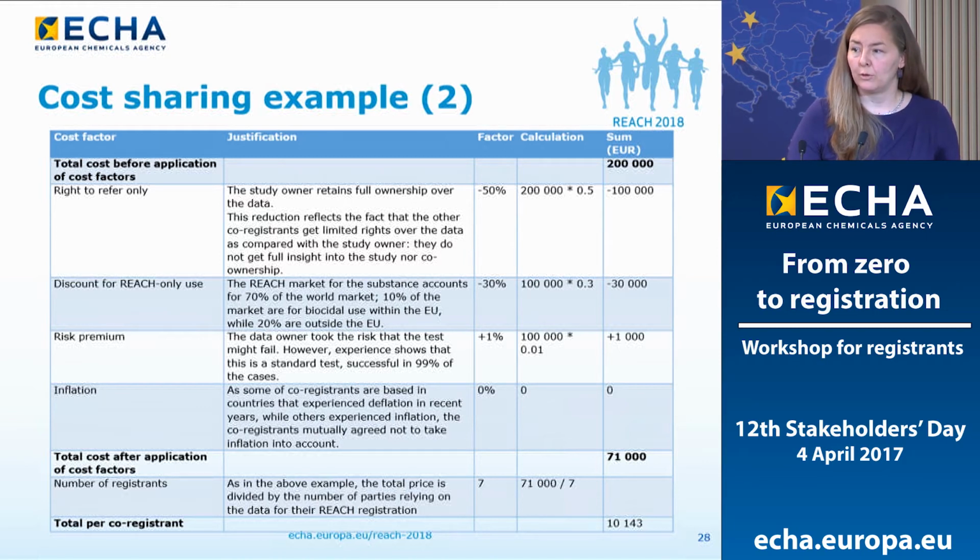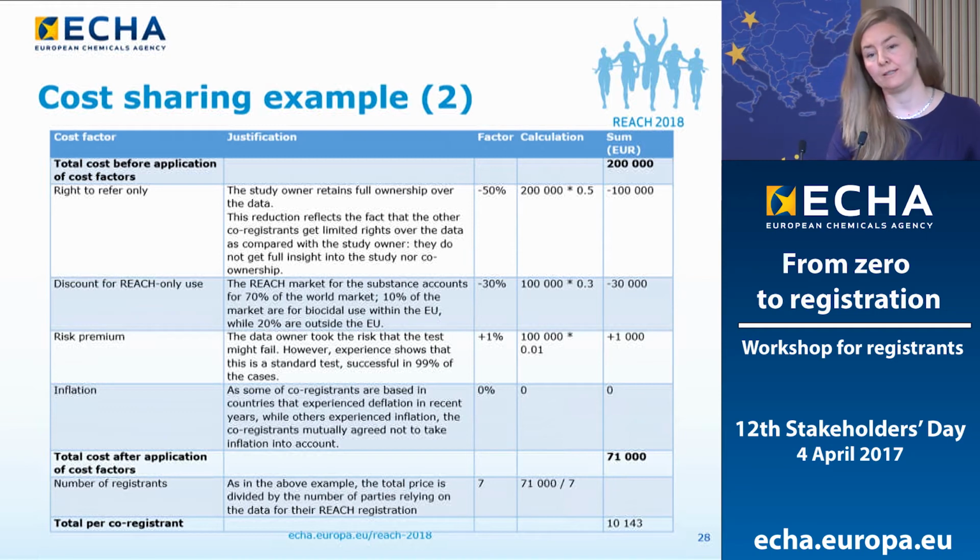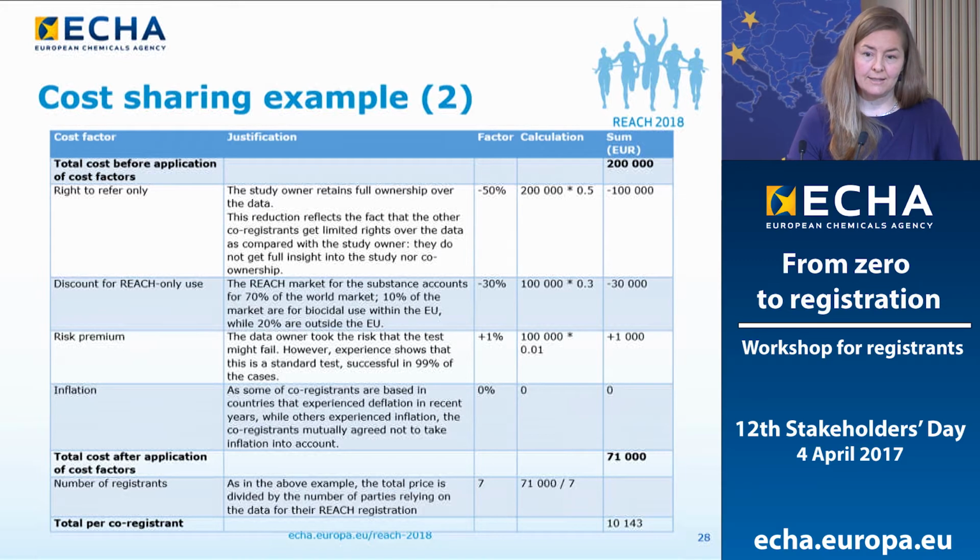Then you can have the discount for REACH-only use. So you have the right to refer to this data only for REACH purposes, for no other EU legislation or non-EU legislations. You deduct again 30,000. Then in certain SIEFs, we have seen that there are so-called risk premiums or a few percentages for inflation. In our example, we have zero because some countries had deflation. These are the things that the SIEF could negotiate whenever you are doing the cost sharing negotiations. So let's say we have 71,000 as a sum, and then we split that by seven, and you have 10,000, which is then the so-called letter of access, and that is for this one particular endpoint. Then you would need to do a similar exercise for all the other endpoints.